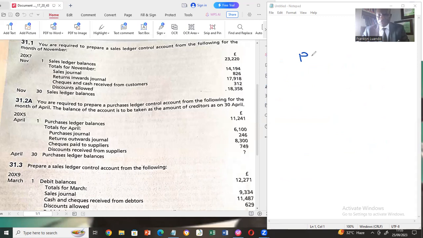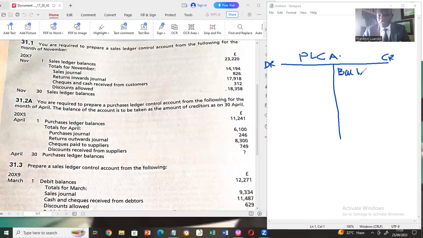Purchases ledger control account. Since we are owing, the opening balance is credit. The bigger balance will be on the credit side. We can also have some who are owing us, a small balance. Our purchases debit, that's where you find the total credit purchases.